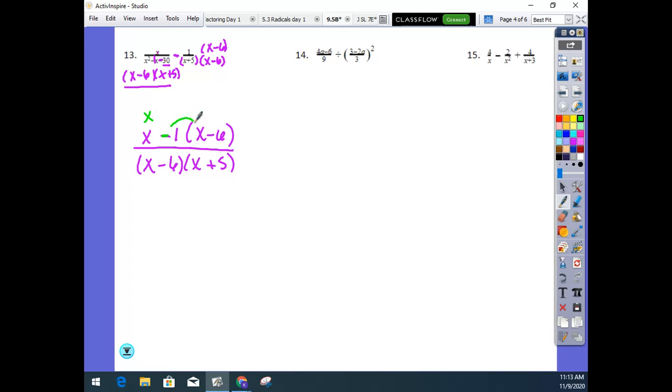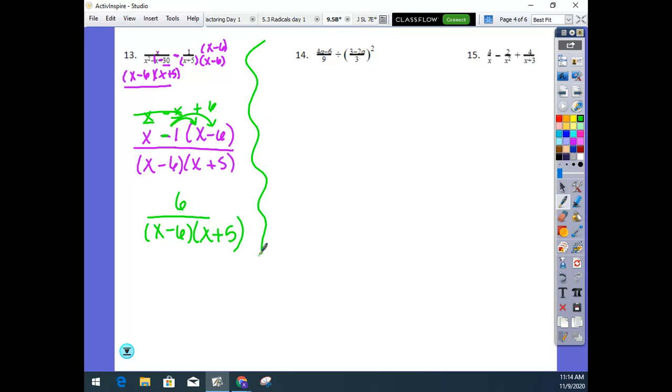So this turns into negative 1 times x is minus x. Negative 1 times 6 is plus 6. So we distribute this through. Now I combine my common like terms. X minus x cancels. So I'm just left with 6 in my numerator because these cancel out over the common denominator of x minus 6, x plus 5.